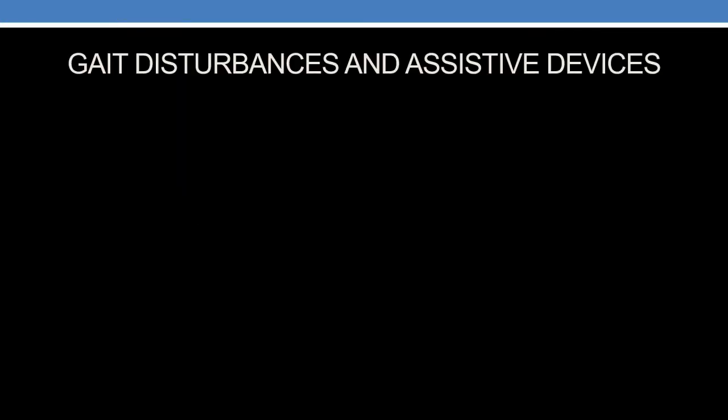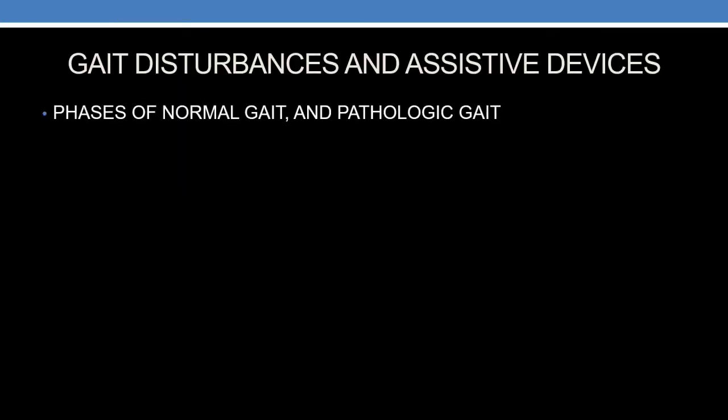So let's get into now a description of the phases of normal gait. We're going to break down the gait cycle into several sub-phases and describe those sub-phases as they would appear in the presence of normal gait. And once we have an understanding of what normal gait looks like, then we can go into a description of what abnormal gait would look like.